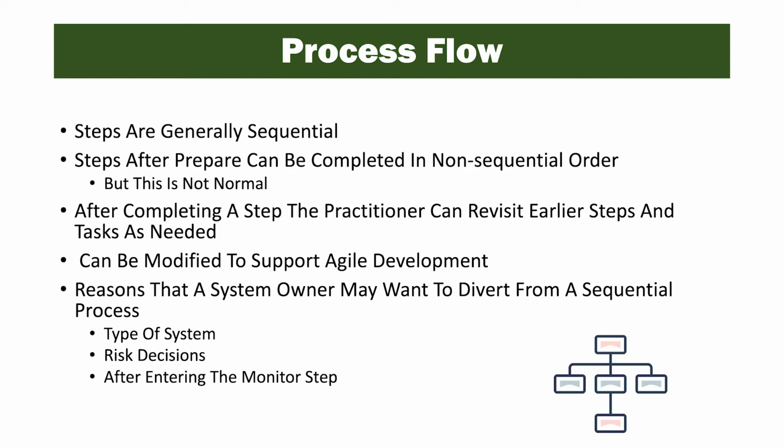The RMF can be modified to support agile development. And some of the reasons a system owner may want to divert from a sequential process may be based on the type of system, risk decisions, or after entering the monitoring step. We may need to go back to earlier tasks once we're in the monitoring step. We may determine that, for example, we need to implement additional controls based on new capabilities being applied that are discovered during the monitoring step.